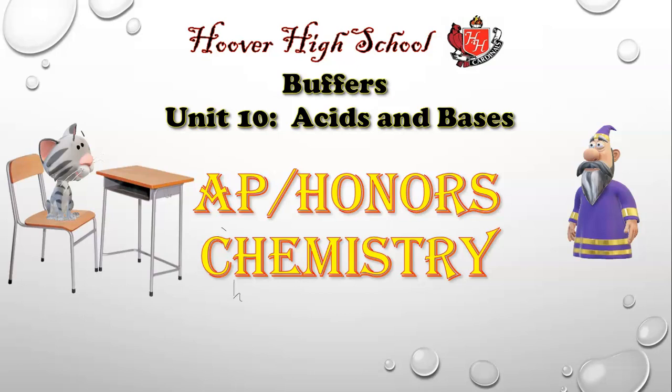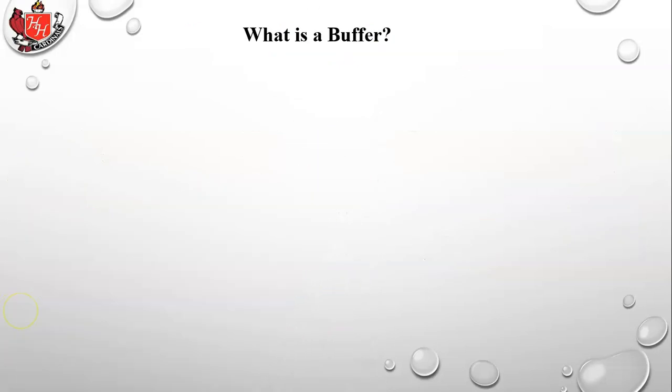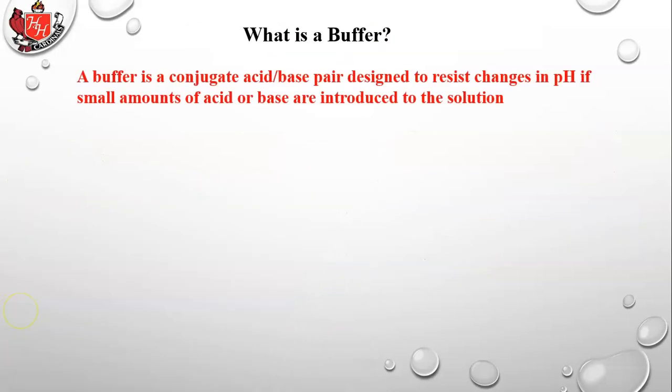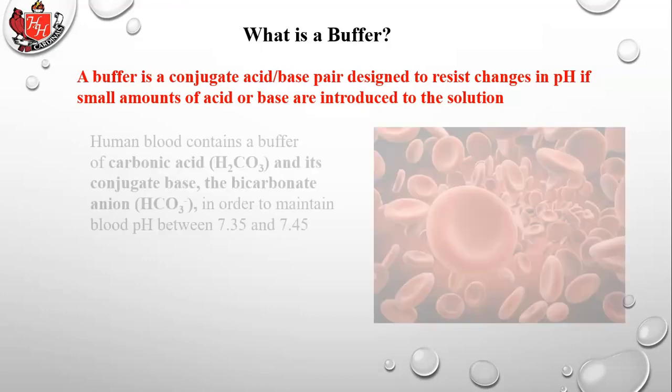Chemistry, we're on to the next lesson in the acid-bases unit, and this is on the subject of buffers. So what is a buffer? A buffer is a conjugate acid-base pair designed to resist changes in pH if small amounts of acid or base are introduced to the solution.